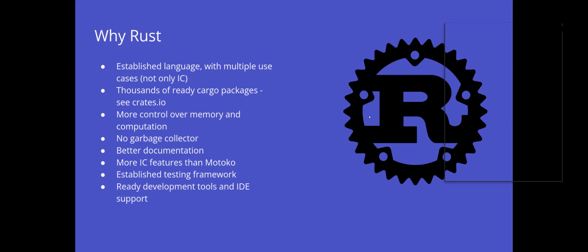Because of its independence, we also have thousands of ready cargo packages. So if you're trying to, I don't know, calculate some hash, or maybe use some cryptography function, convert images, convert audio, read some weird file formats, for most of those things, you will find ready cargo crates for Rust. So you will not be forced to implement it by yourself. You can see all crates under crates.io.